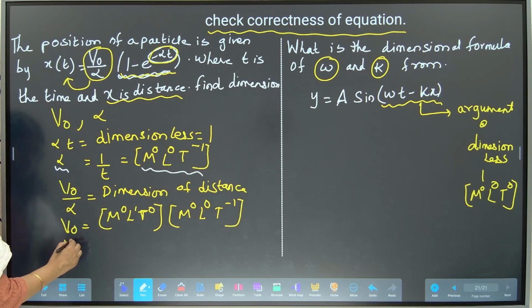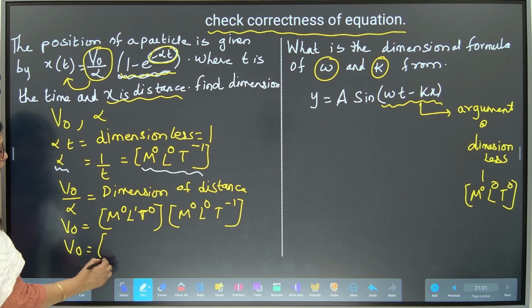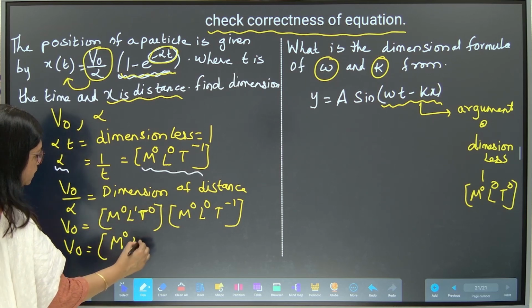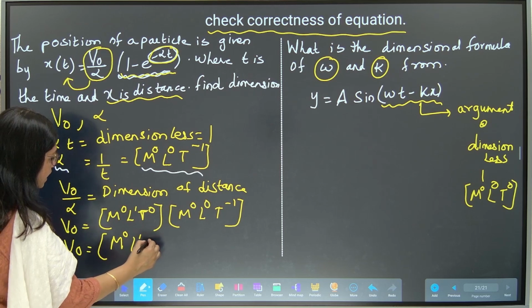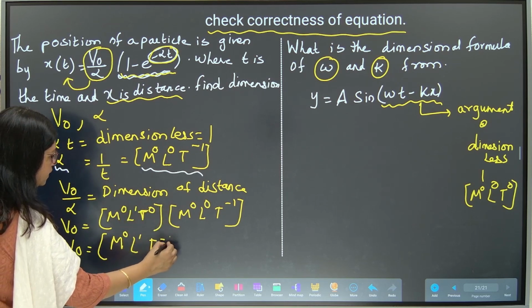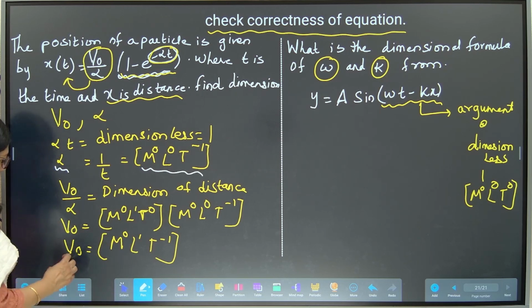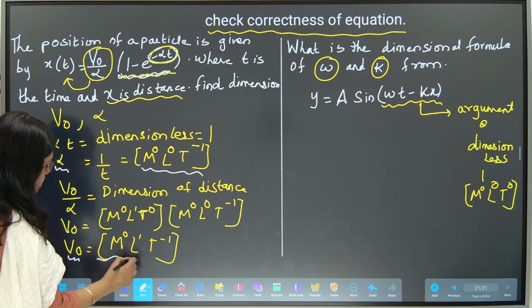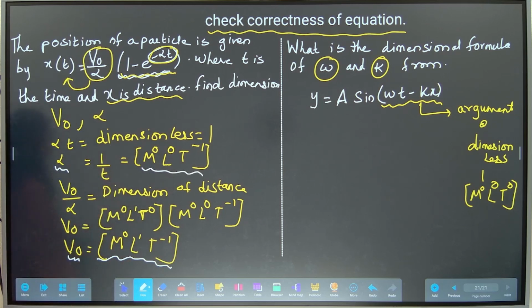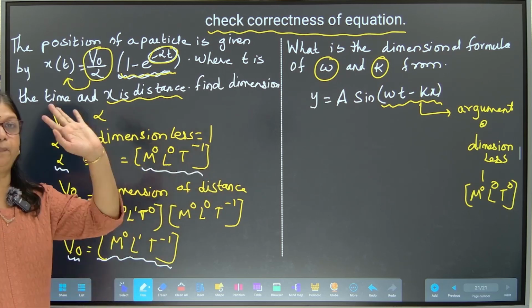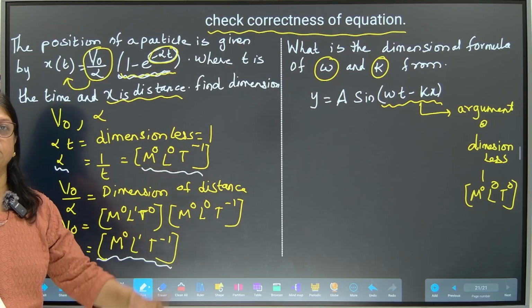Fine. So what is the dimension of V naught? M raised to 0 plus 0, 0. L raised to 1 plus 0, 1. T raised to 0 minus 1, minus 1. So I am ready with the dimension of V naught. Fine. So what is the dimension of V naught? That you can see. Fine. So I'll just move. You can take a pic. Then we will go to that part of the board with another question.